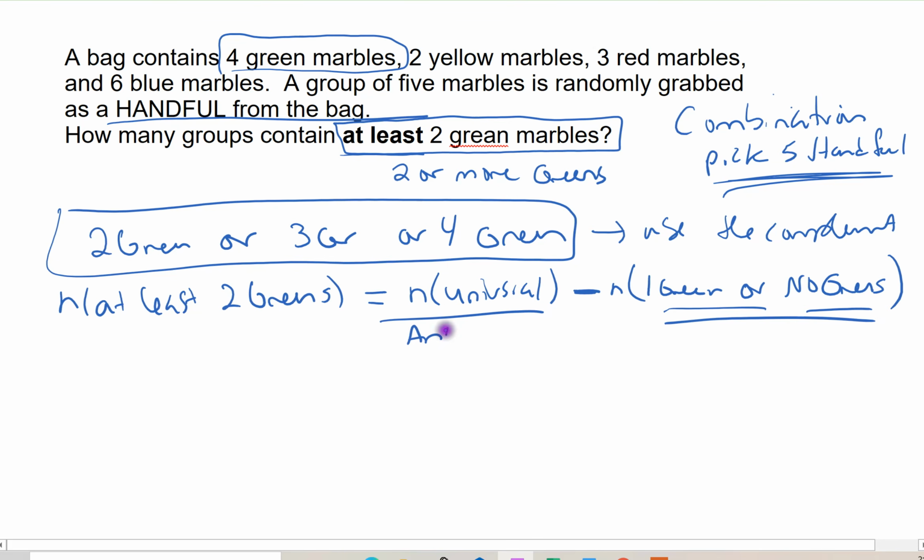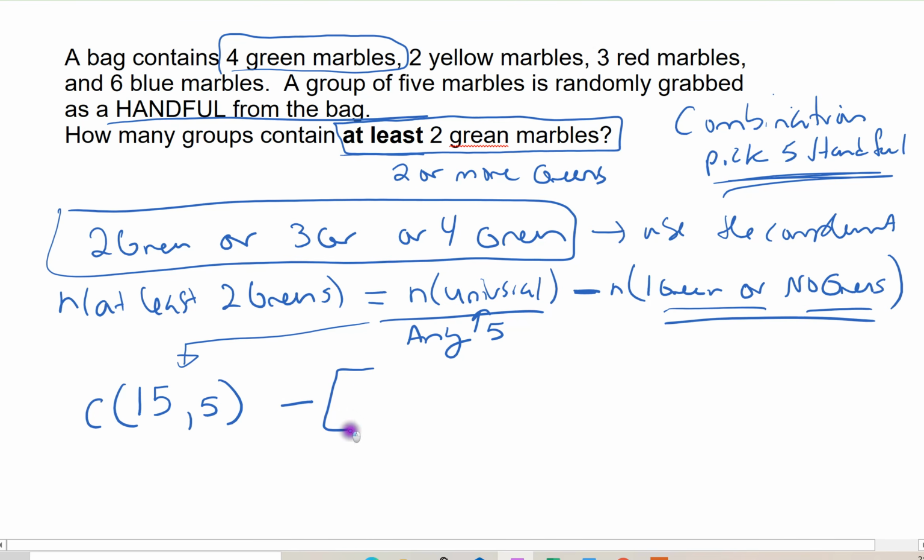Universal set means any, right? Any 5 can be selected. So it's a combination. I'm picking 5 out of any of my colors. Well, I've got to figure out how many marbles I have. So I've got 4, 2, 3, and 6, so 10 and 5, so 15. I can pick 5 of the 15 different marbles in my handful. And so combination 15 choose 5, that's the universal set. Alright, combination 15 choose 5.